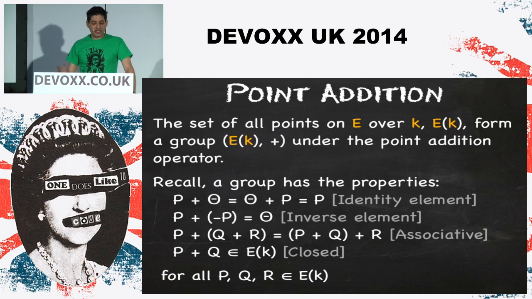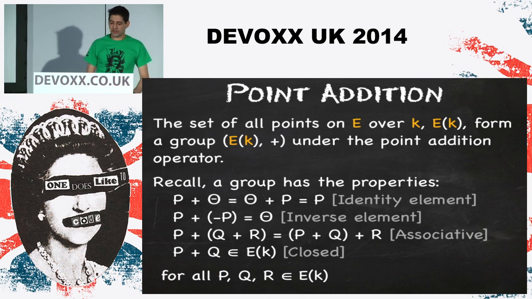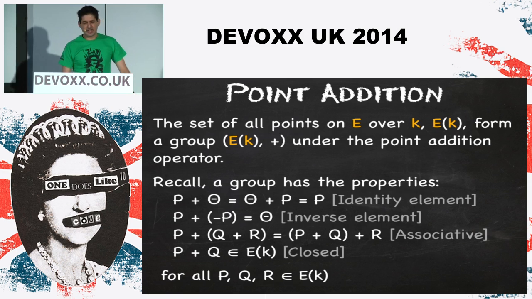So yeah, we just need to refresh. If you take any point and add it to infinity, it gives itself, it's the identity element. Add a point to its inverse, and it gives you infinity again. And then we've got associativity and closure, which just give nice group properties. So that gives us addition.